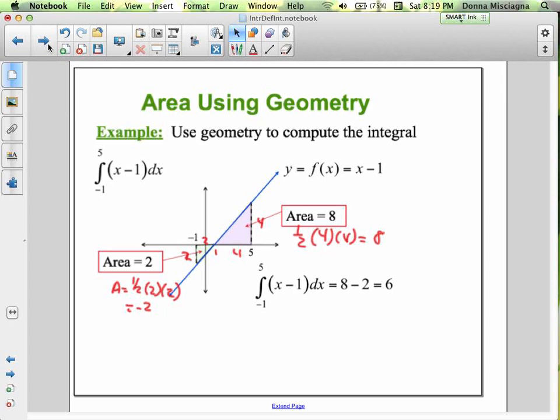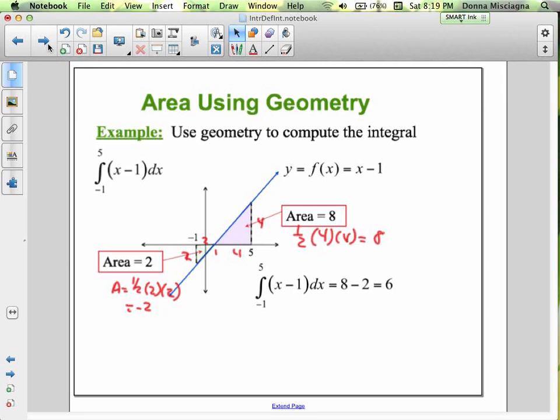Or it has an area of 2, but notice that we're going to subtract it because it's below the x-axis. You can think of it either way. And then the area of the triangle that's above the x-axis: the base of the triangle is 4, the height is 4. So 1/2 times 4 times 4 would be half of 16, or 8.